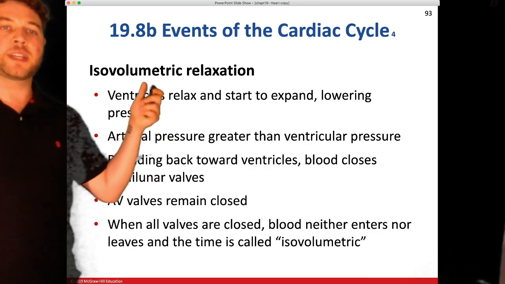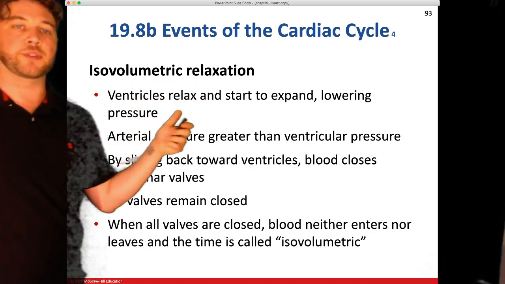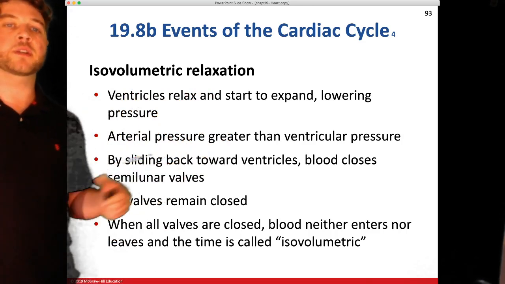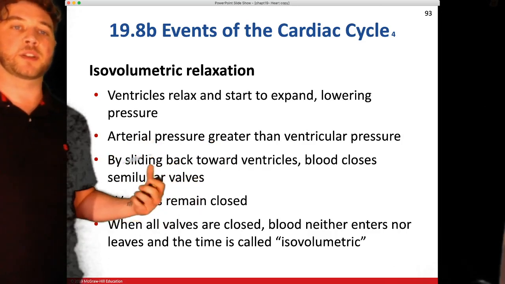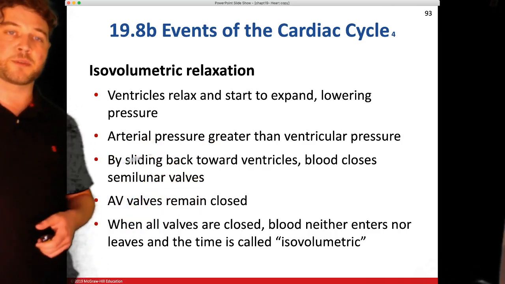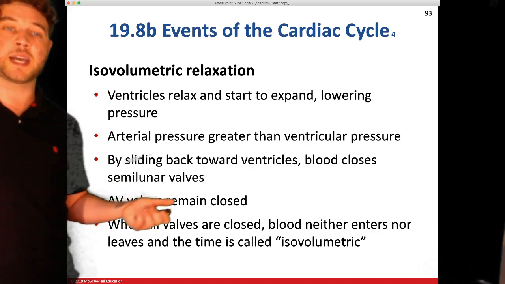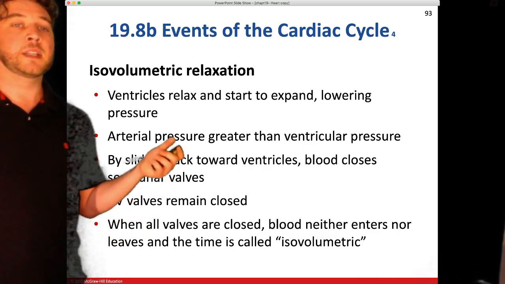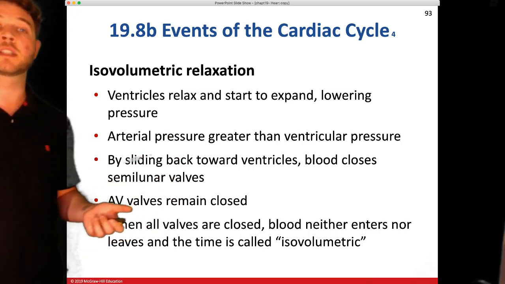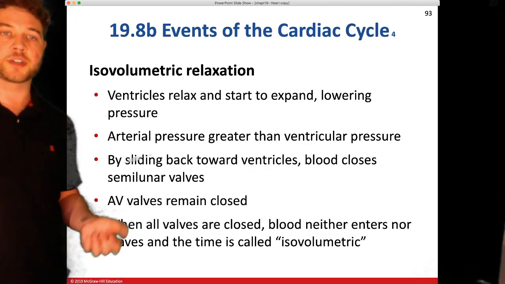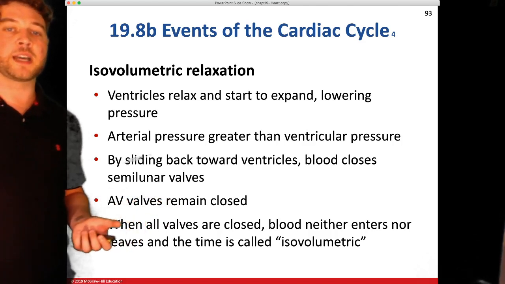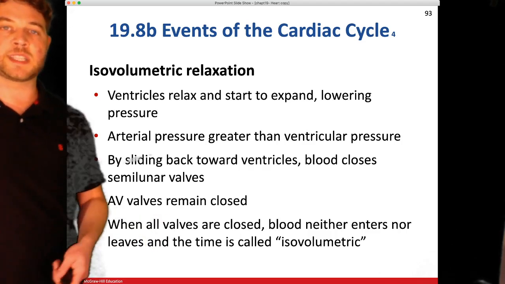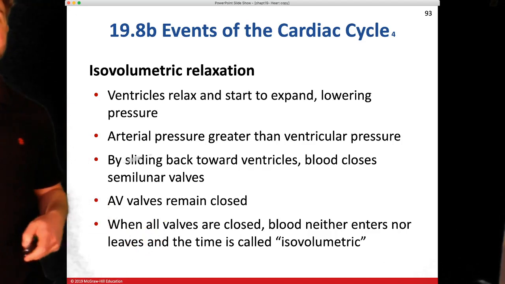After the ventricular ejection, you get the isovolumetric relaxation. This is when the ventricles relax, start to expand, lowering their pressure. The arterial pressure is greater than the ventricular pressure. Blood sliding back towards the ventricles closes the semilunar valves. The AV valves remain closed at this point. They're not open yet because the ventricles are still starting to relax. Ventricular pressure is still a little higher than your atrial pressure. And then when all valves are closed, blood neither enters nor leaves, and the time is called isovolumetric. So this is before the atria start passively filling the ventricles.